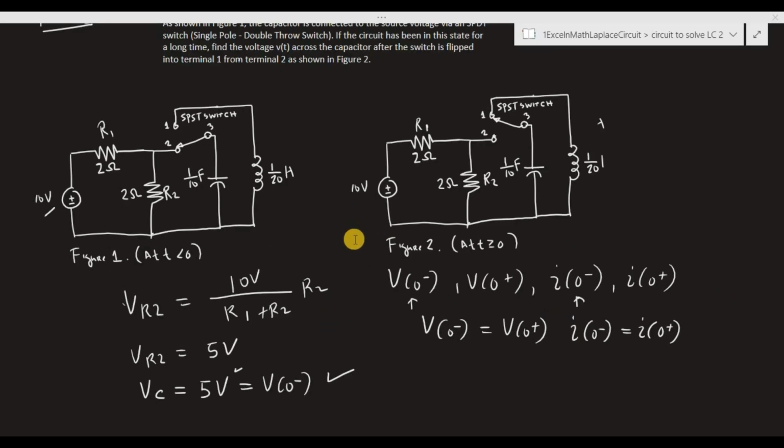Okay, now we're going to find the initial condition of the inductor. For the capacitor, we have already found its initial condition, and V0 minus is equal to 5 volts. Now for the inductor, looking at this circuit here in figure 1, initially the inductor is not connected to anything, and therefore the current flowing through the inductor at time t equals 0 minus is 0. So I0 minus equals 0.